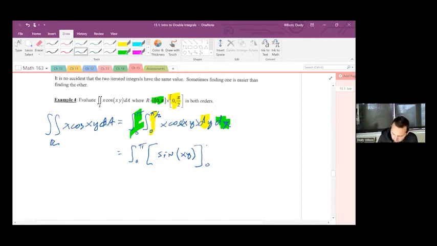So 0 to pi over 2 dx. If we put in, and these are, notice, y's. So y equals 0, y equals pi over 2. If I put in y equals 0, sine of 0 is 0. So we'll just have sine of pi over 2 x dx.